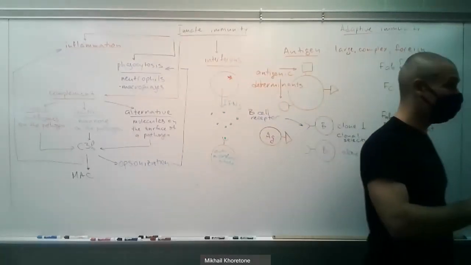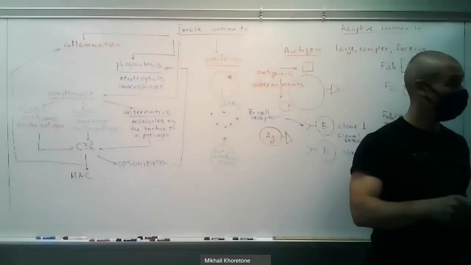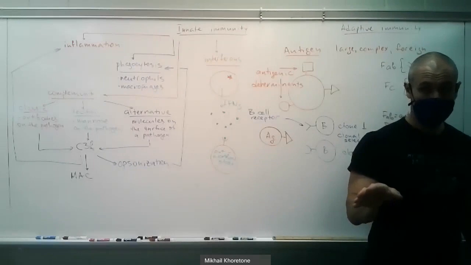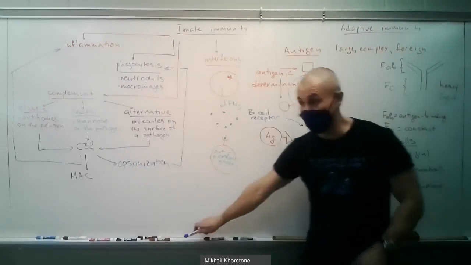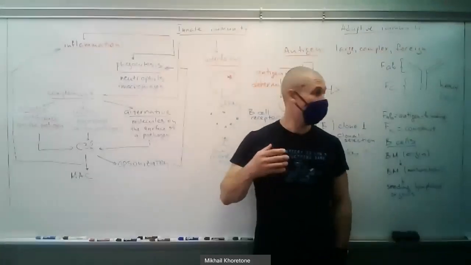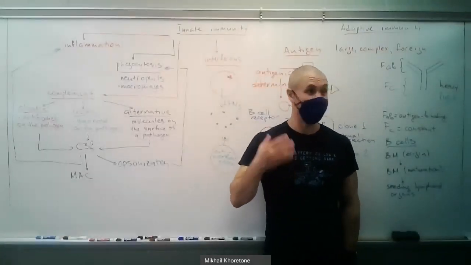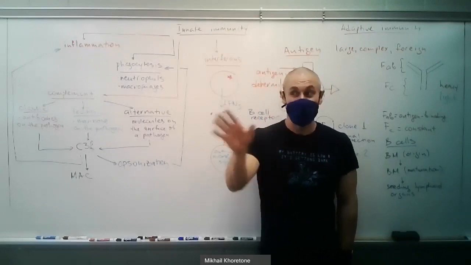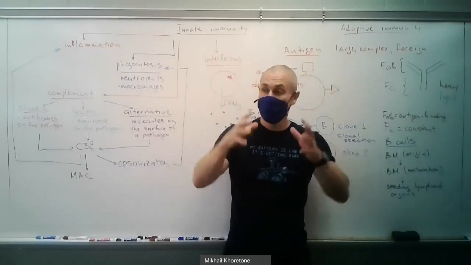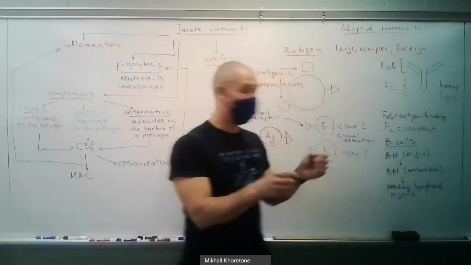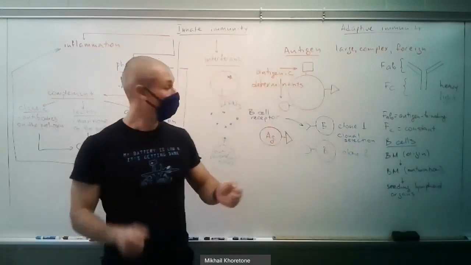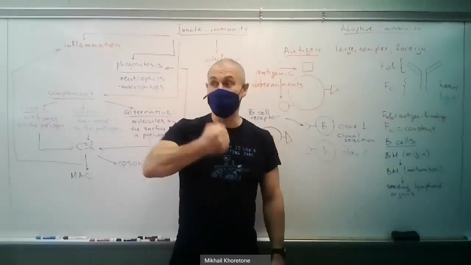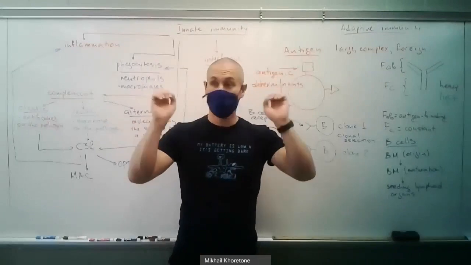Does that make sense? Do you understand? Okay, no, it's fine. Look, I've taught this material so many times, I kind of know when things make no sense. So you have a B cell, and on its surface, it has a whole bunch of antibodies. But these antibodies are stuck in the membrane, they're not going anywhere. Does that make sense?